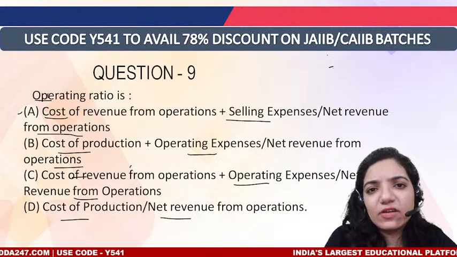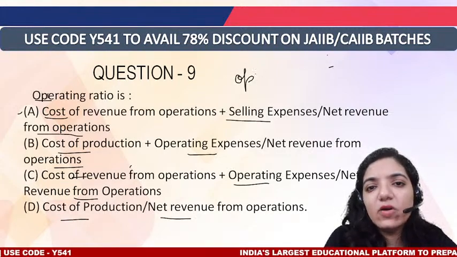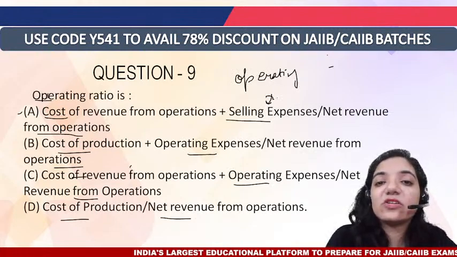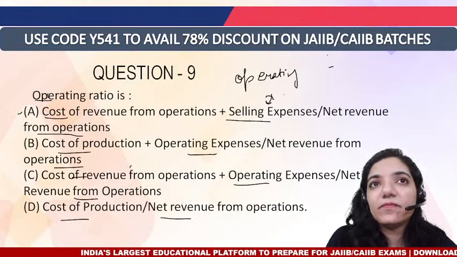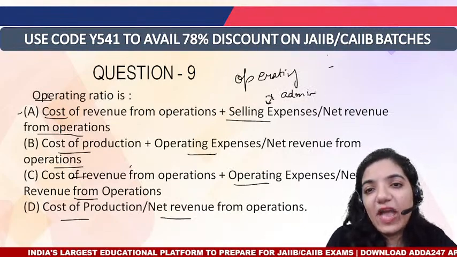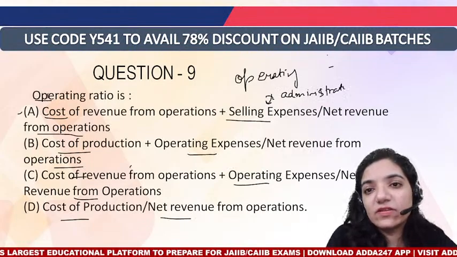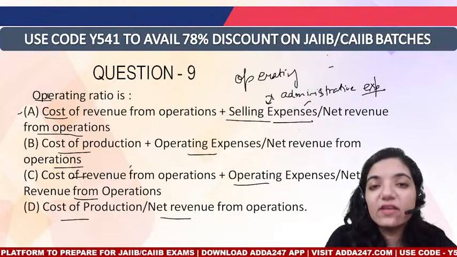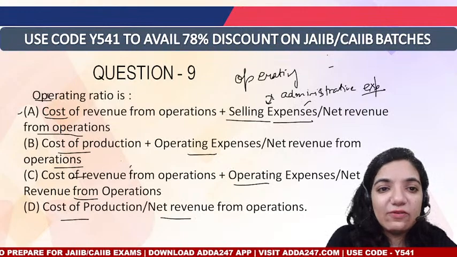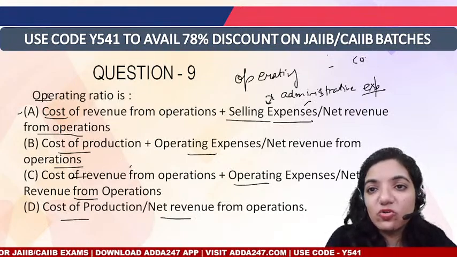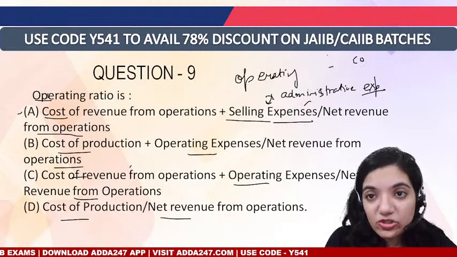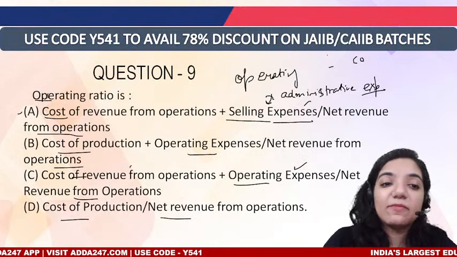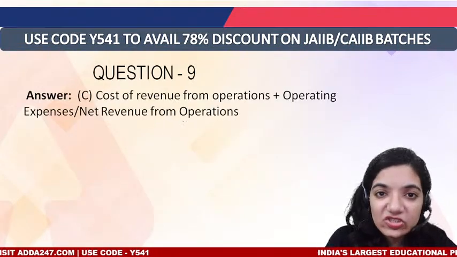Operating ratio can be defined as a ratio where we have the operating expenses. What do you mean by the operating expenses? It includes the selling expenses, but it also includes the administrative expenses. Admin expenses are also a part of it. So we first write the cost of goods sold, or here it is called the cost of revenue from operations. Then we add the various operating expenses. Then we divide it by the revenue from operations. This is what we call the operating ratio.